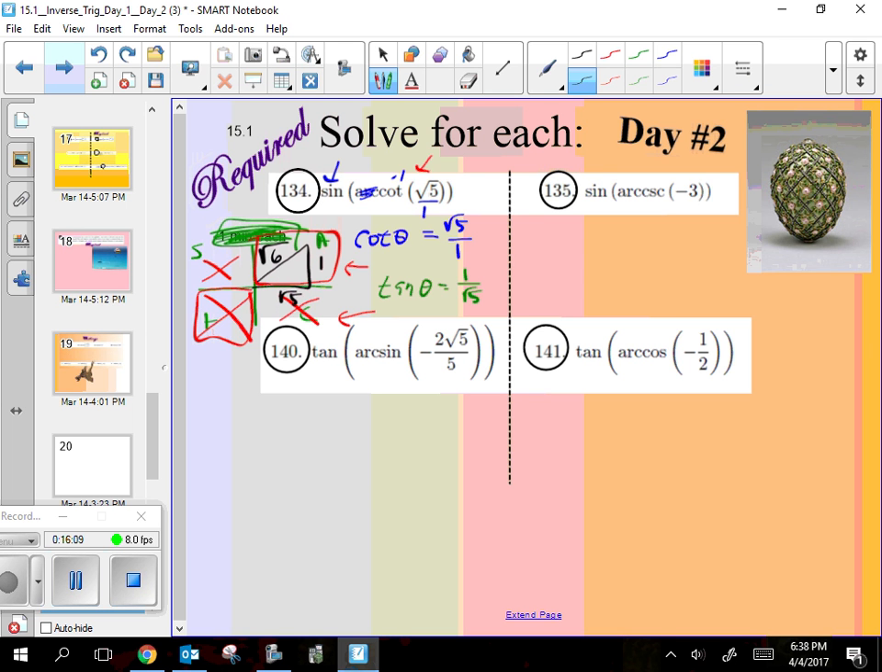Okay, and now that I've got the triangle drawn, you don't freak out that you don't know the angle. You don't care. You want sine of that angle. So sine in this triangle is opposite over hypotenuse, 1 over root 6. All right, so there's a start.